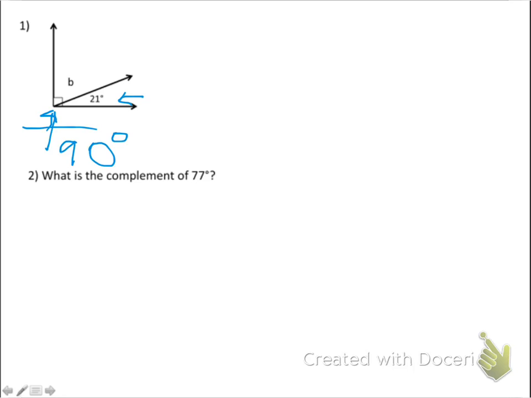So we know that B plus 21 degrees is equal to 90 degrees. Hopefully you recognize this type of problem. We need to figure out what B is. To solve for B, we need it to be by itself. To get B by itself, we are going to do the opposite of whatever this sign is.